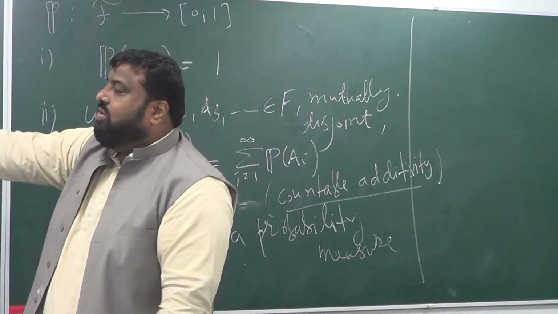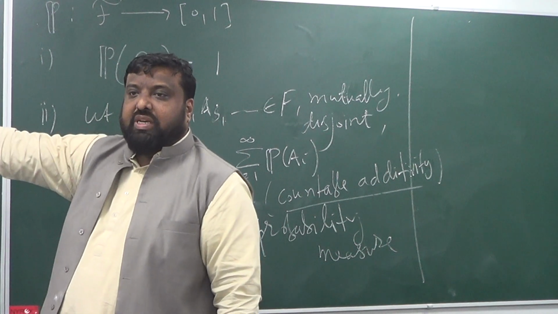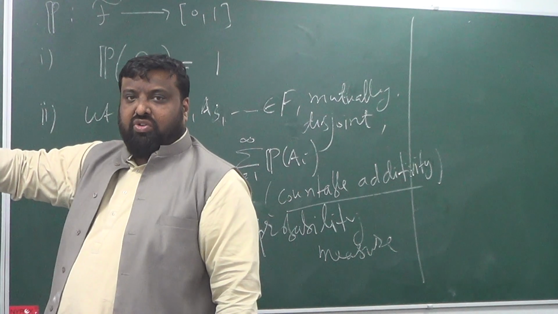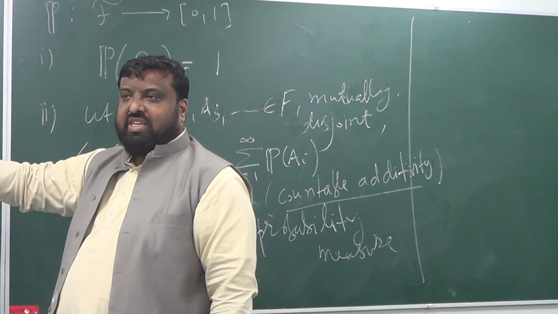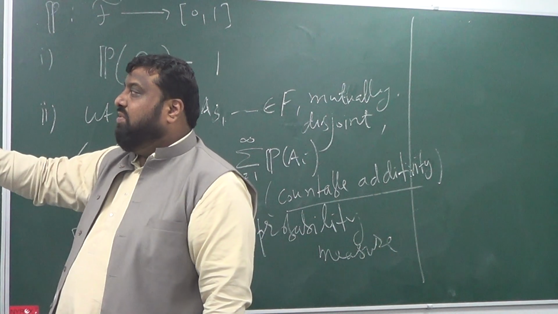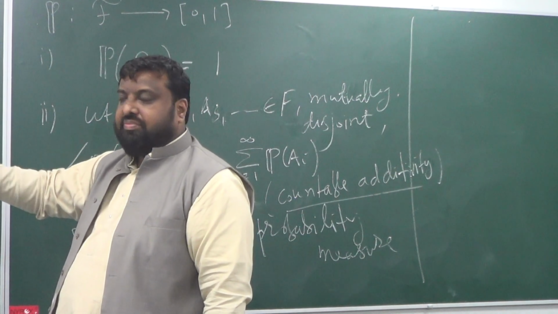So I hope you understand probability space. So probability space is a triplet. And for the rest of our time, either we are going to live in probability space or in some kind of measure space actually.